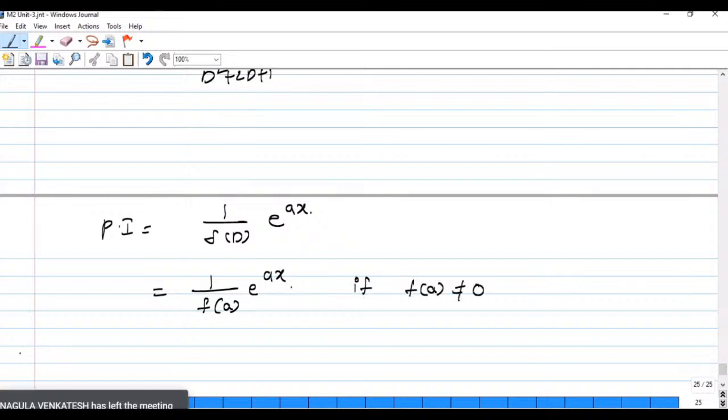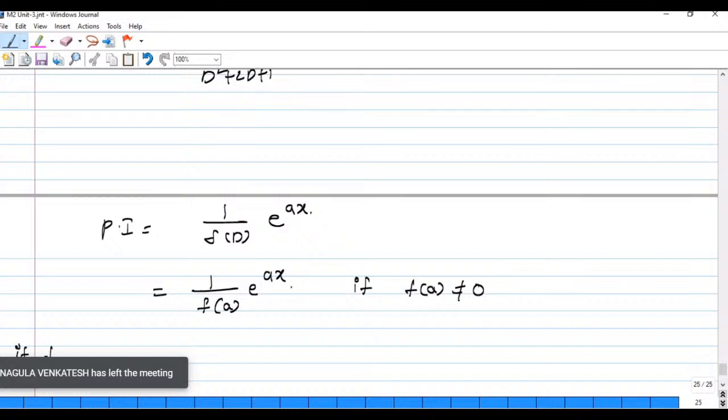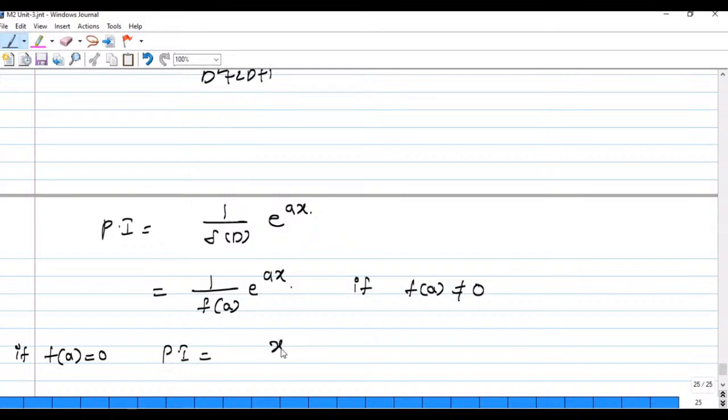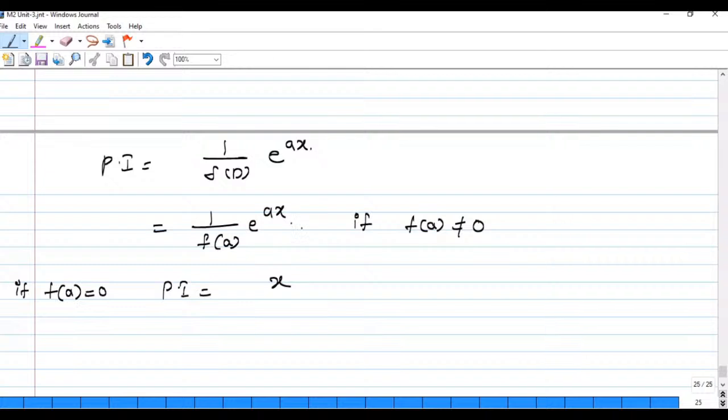If f of a is not equal to 0. Suppose f of a is equal to 0. Then, to write the particular integral, write x in the numerator and differentiate the denominator with respect to D, then put D equal to a into e power ax. This is the particular integral if the denominator f of a is equal to 0.